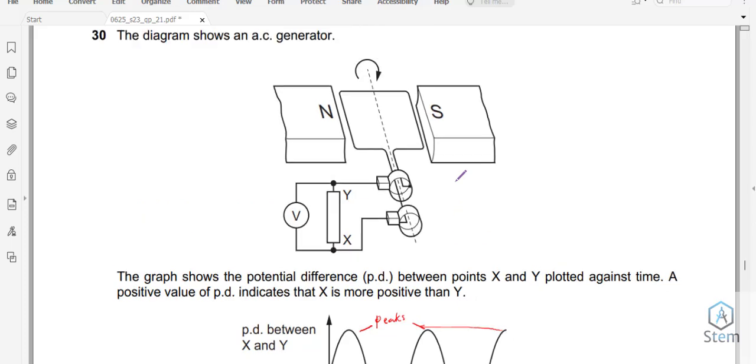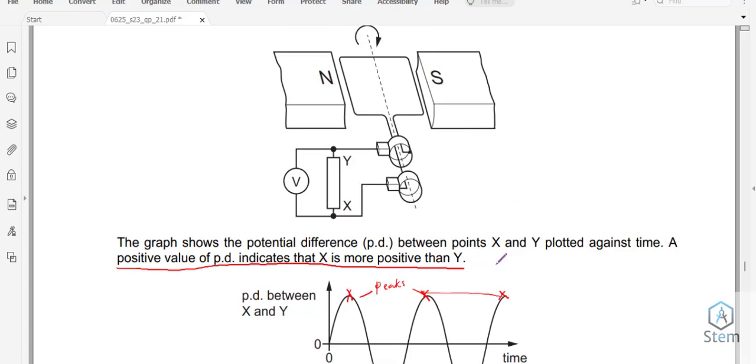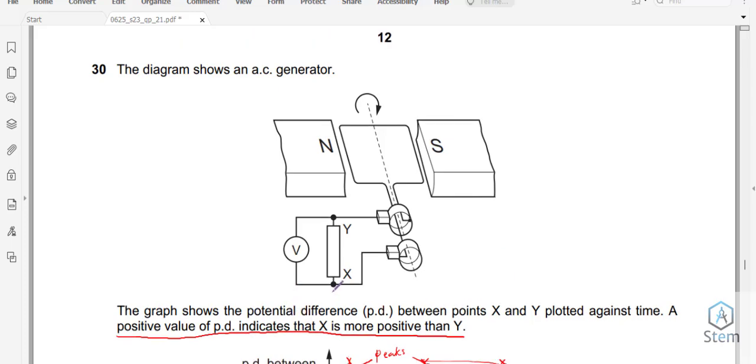And we get our hint from this statement. A positive value of PD indicates that X is more positive than Y. So the peaks which are here at the top, these peaks here, they happen when current is flowing in this direction from X to Y. So we are looking at this flow of current.